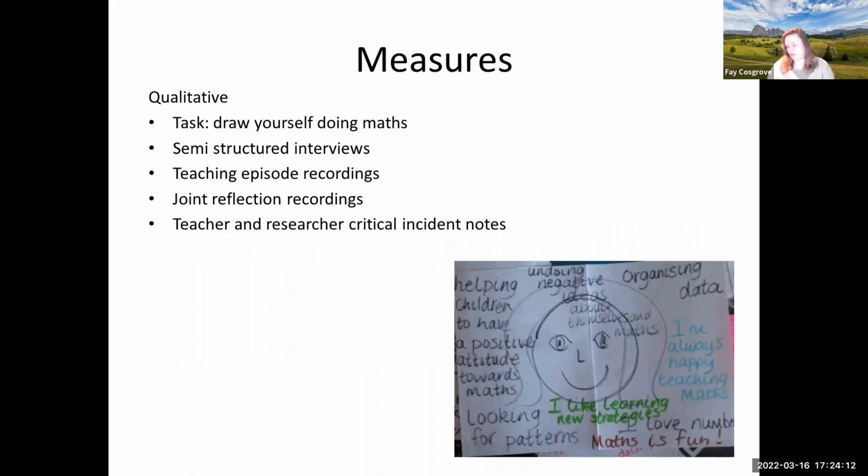Also, I asked them to draw themselves doing maths and to talk to me about their drawing and what their drawing meant, to narrate what they were doing. And I asked probing questions, and we recorded that both at the beginning and the end. And we conducted semi-structured interviews beginning and end as well. And of course, I had their teaching episode recordings. We recorded the joint reflection discussions, and I asked them for copies of their notes too.